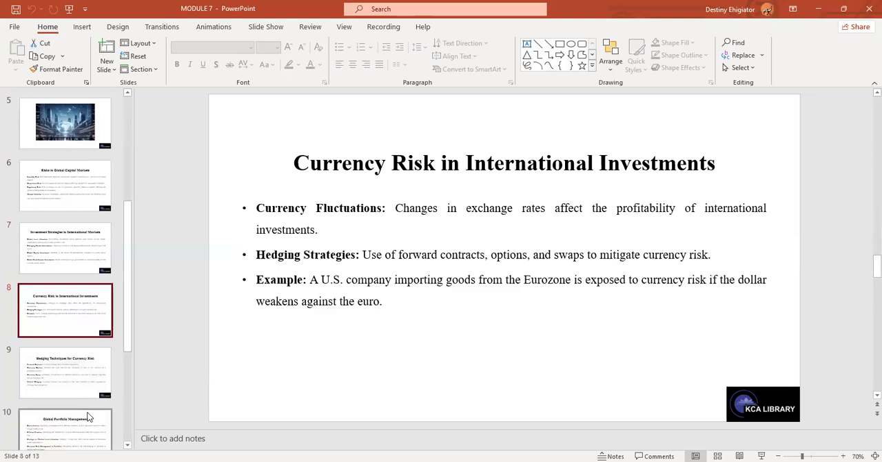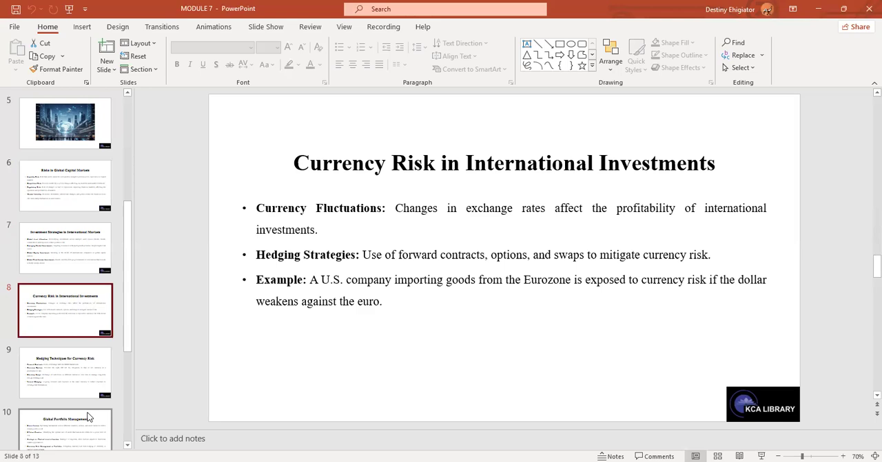Let's look at currency risk in international investments. We have currency fluctuations. This is changes in exchange rates affecting the profitability of international investments. This is known as currency fluctuation.